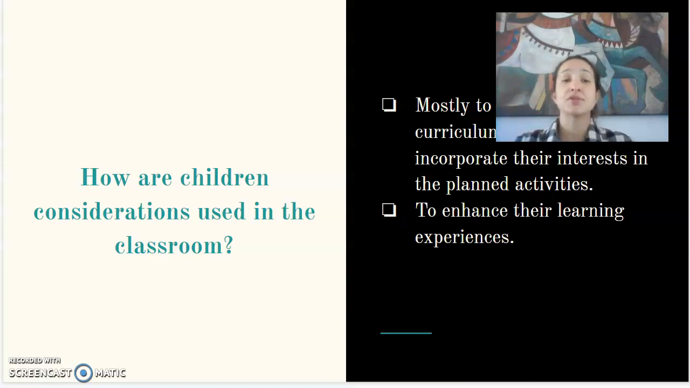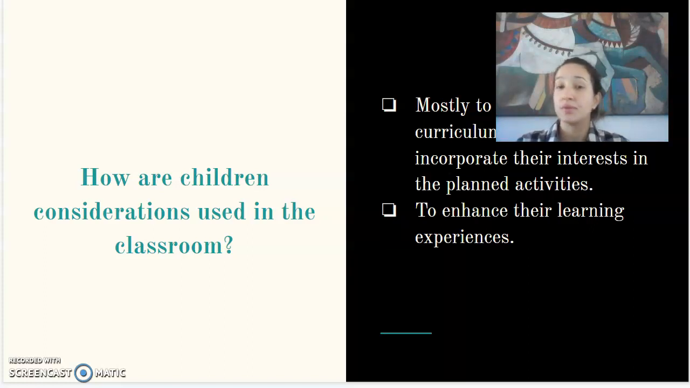And how are children's considerations used in the classroom? That was my last sub-question. And mostly, if we follow what these ECEs reported, children's considerations in the classrooms are mostly used to incorporate their interests in the planned activities and to build the curriculum. And another thing that they say is that children's considerations are used to enhance their learning experience. So it will be something that they build on in the moment.